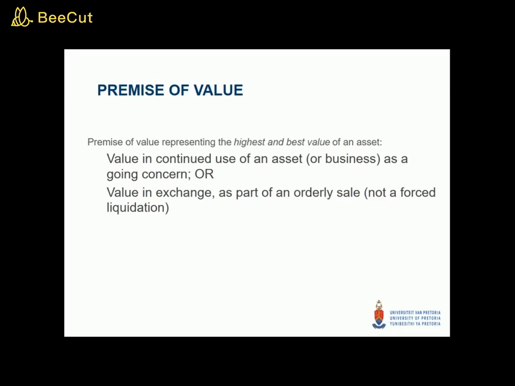What has got the highest value here? In other words, if we continue using this asset, how much cash flows are we going to get from it, or if we have to sell it now as part of an orderly sale, how much would we get? Now, the value is the higher of these two. And it's not always necessarily the value in continued use. So that's the first thing. What is the premise of value?